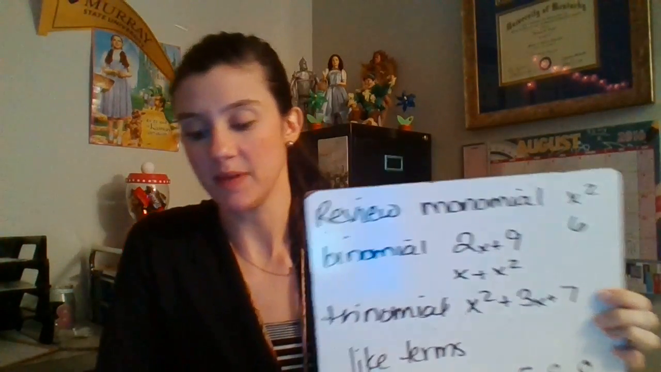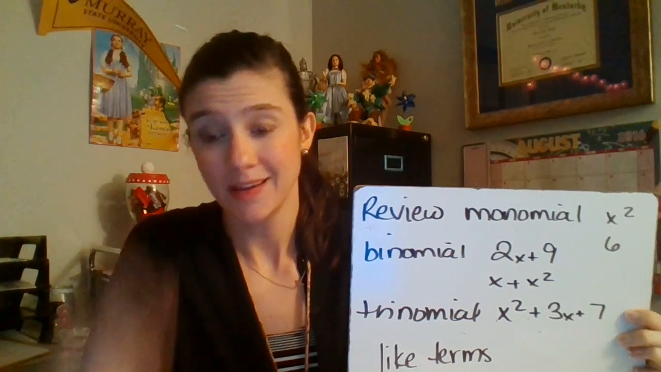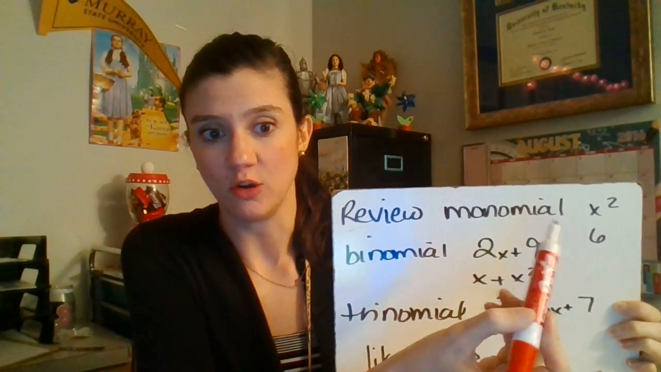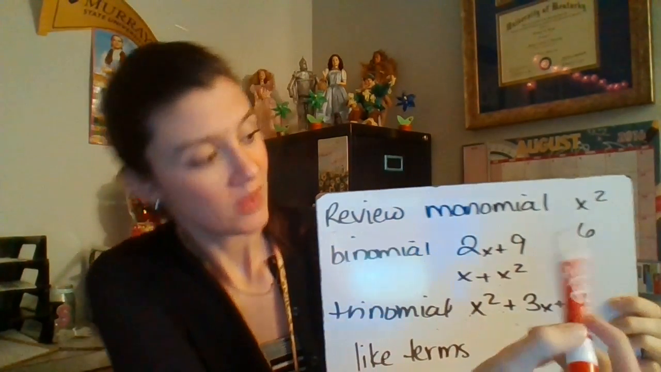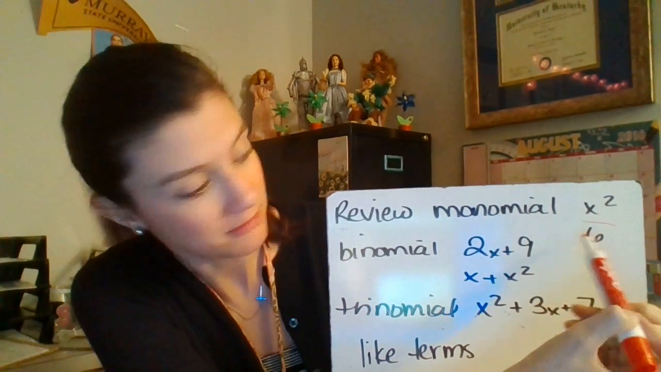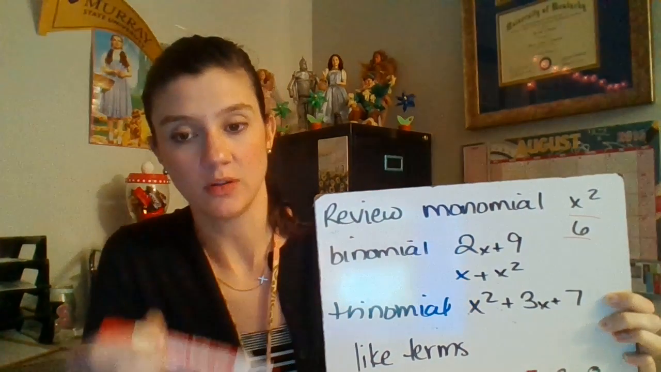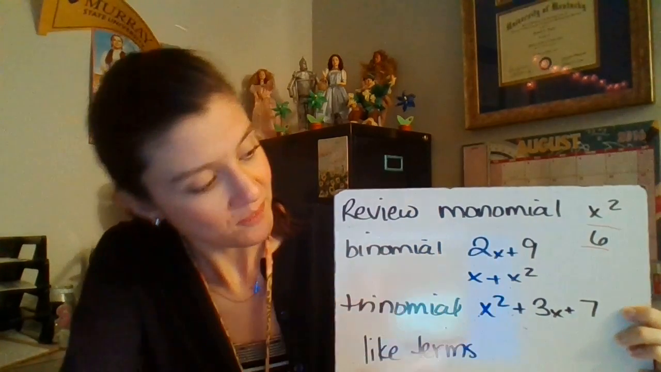Okay, Algebra Lesson 12, Adding Polynomials. First, let's review what polynomials are and the different kinds. We talked about 3 different kinds of polynomials, and the first one was a monomial, which is just one term. X squared is one term, 6 is one term, so those are monomials.